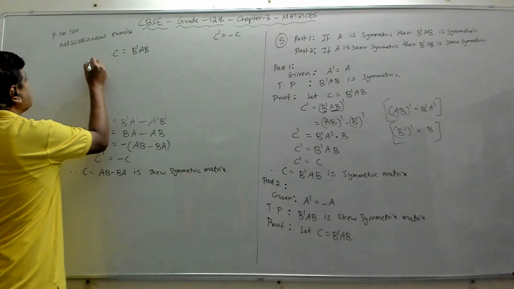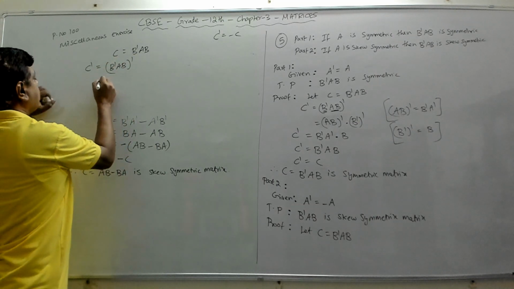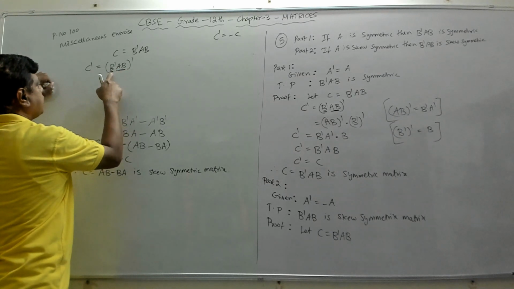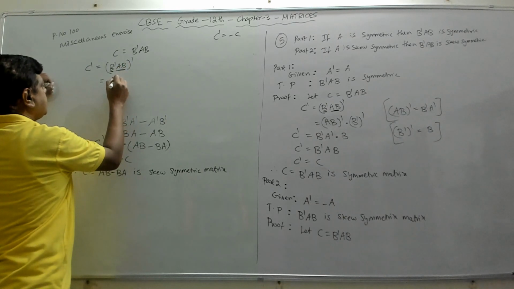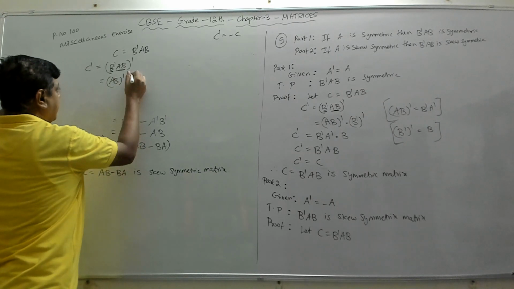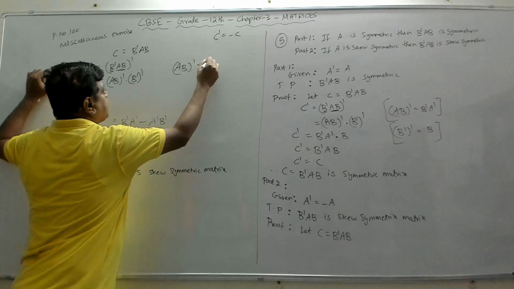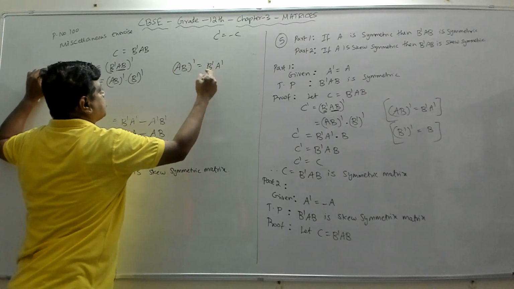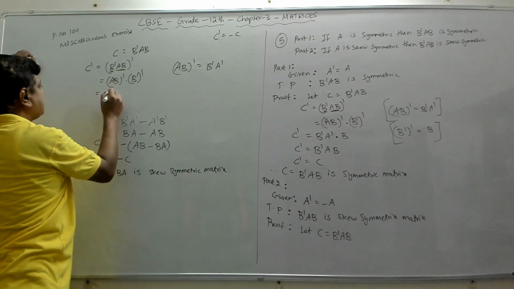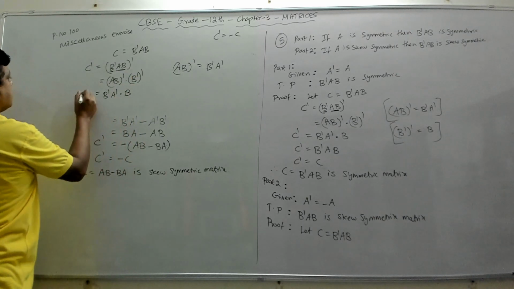So now what is C transpose? C transpose is B transpose AB the whole transpose. That is equal to, now again I treat this as A matrix, this as B matrix. So AB whole transpose is B transpose into A transpose. Again I'm using the same law, AB the whole transpose, the property is B transpose A transpose. Now again this AB transpose is B transpose A transpose into B transpose whole transpose is B. So that is our C transpose.